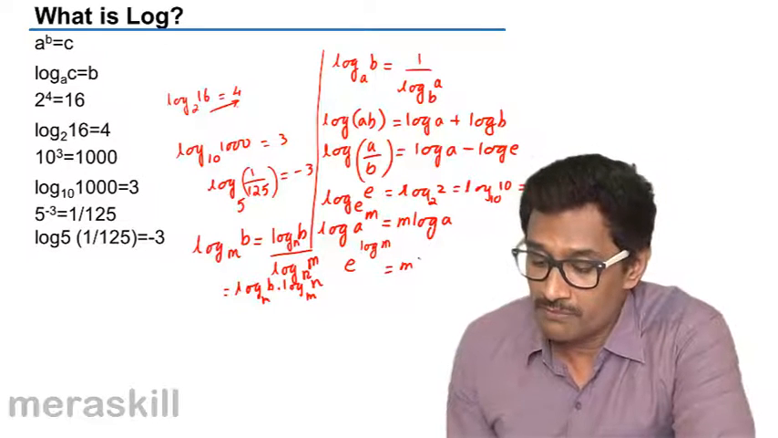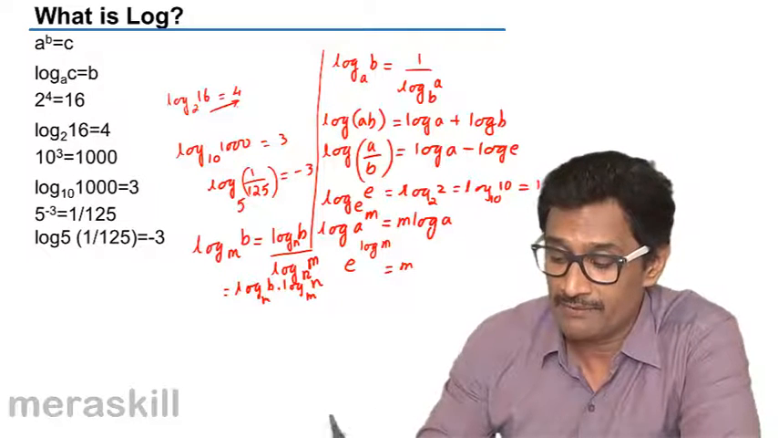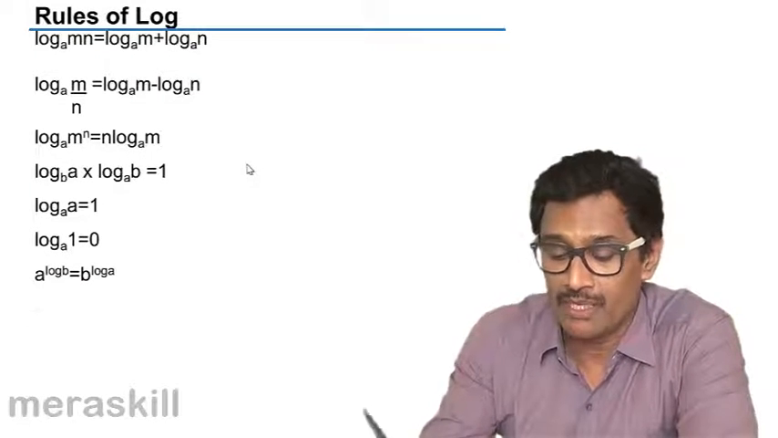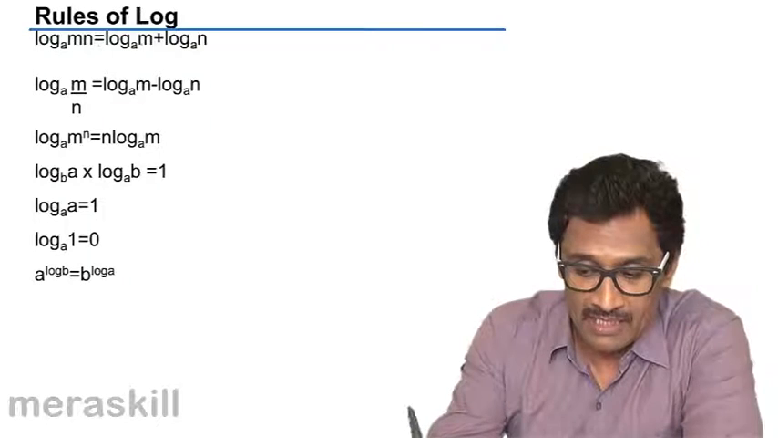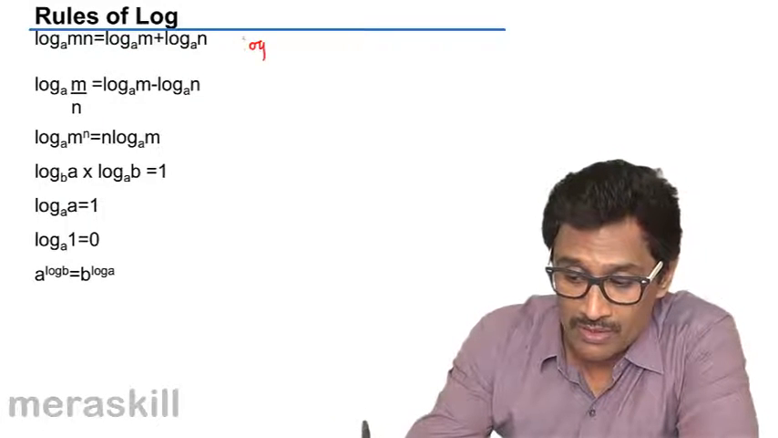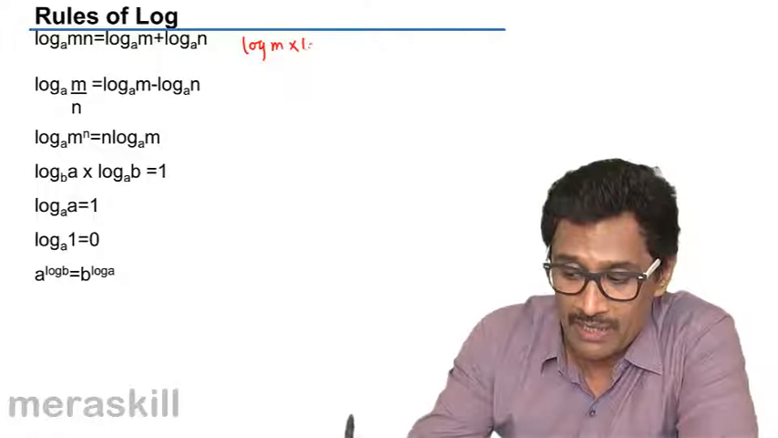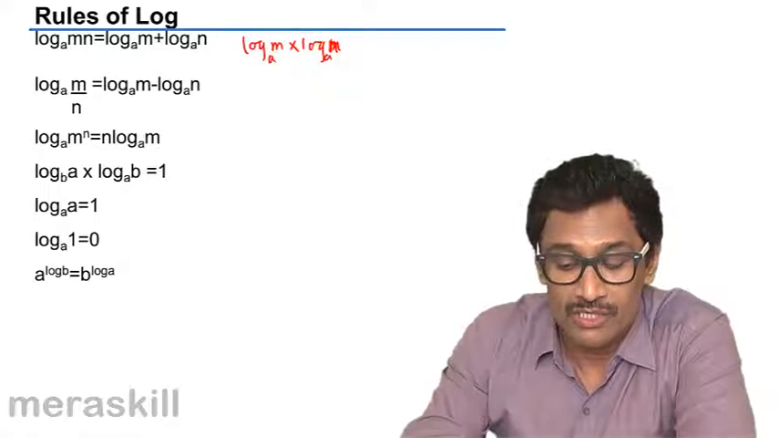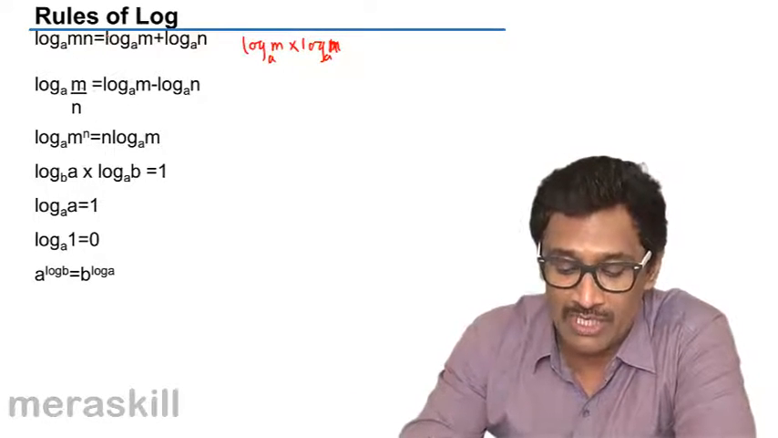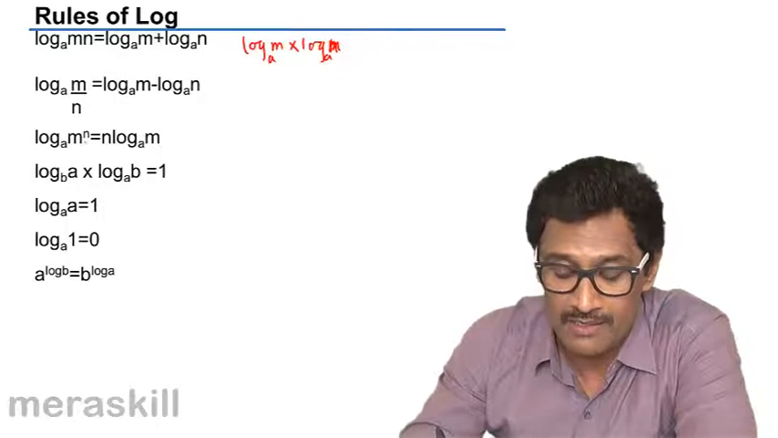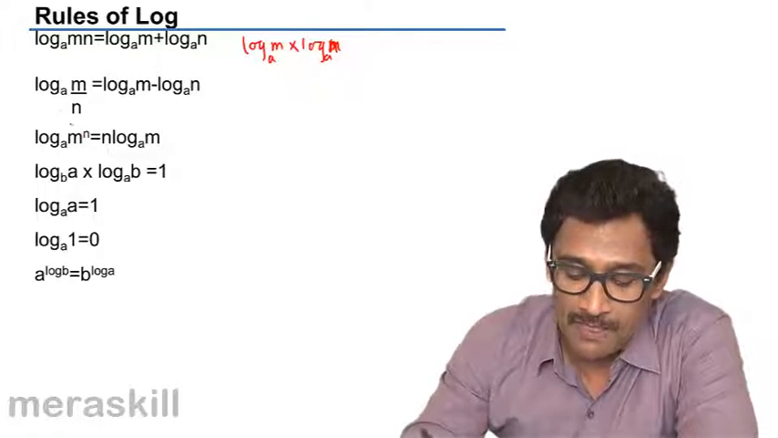Anyway, if we just brush up these rules, let's see what we have. As said over here, log mn to the base a is nothing but log m to the base a plus log n to the base a. However, candidates should remember log m into log n is not the same as this. So it's log mn to the base a. Similarly, log m by n to the base a is log m to the base a minus log n to the base a. Similarly, if you are raising to a power, the power will come down.